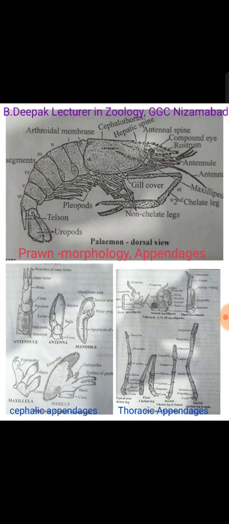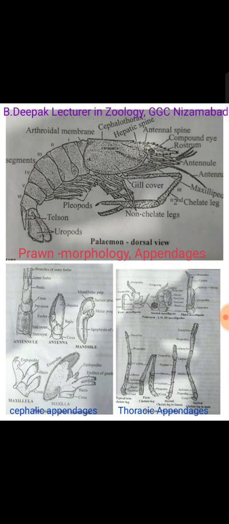The inner margin of the coxa of the antennae. Okay, coxa is one piece of the appendages. The inner margin of the coxa of the antennae consists of a pair of openings or pores. The precoxa of the antennules consists of a pair of openings of the statocysts.